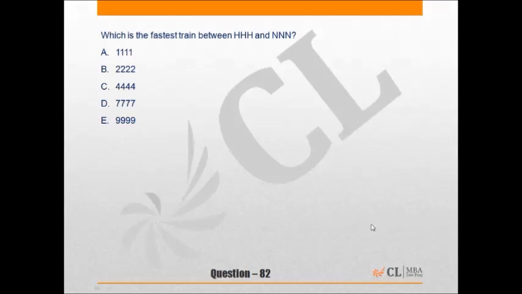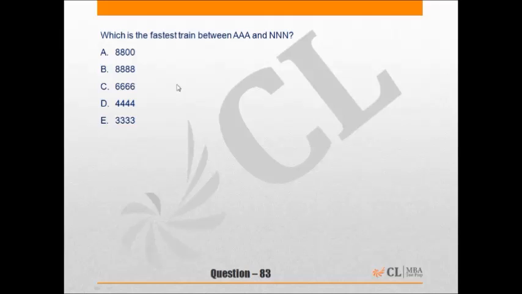Therefore, the fastest train between triple N and triple H is 4 times 7. Therefore, option D is the correct answer.